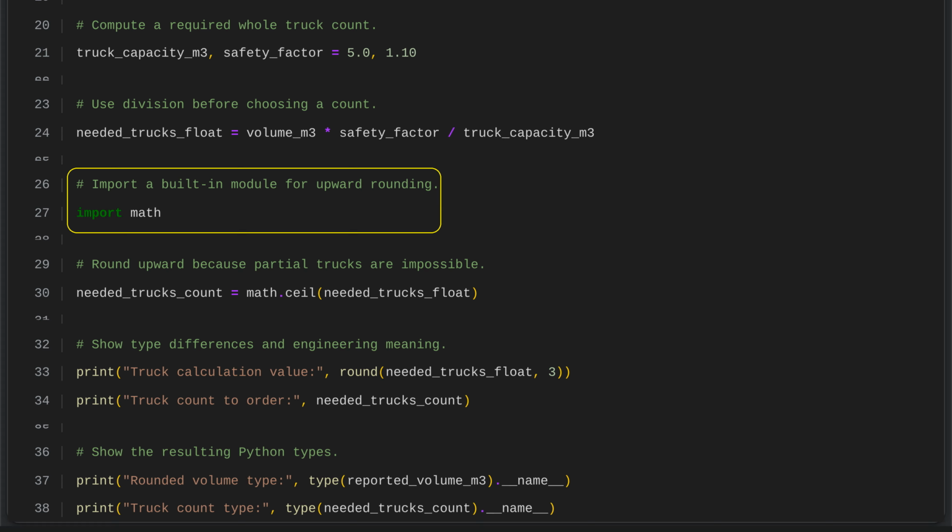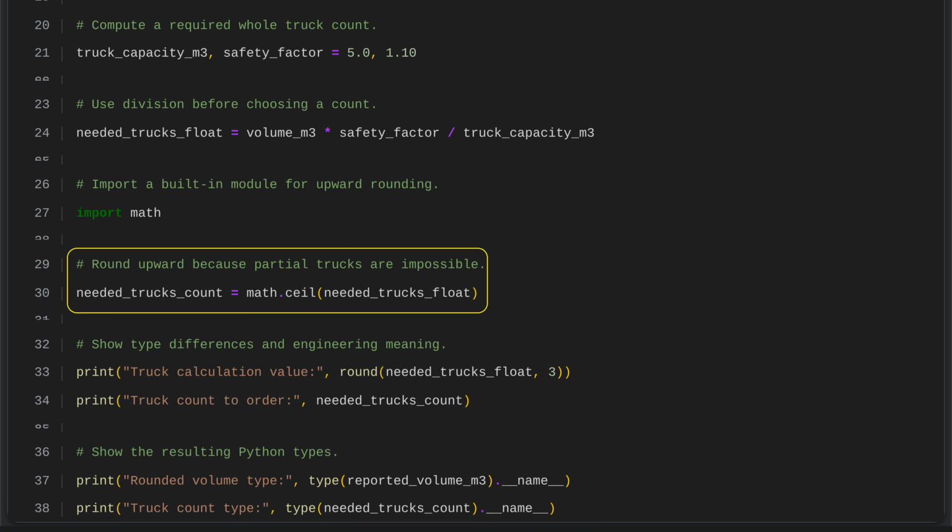Python's math module provides functions for mathematical calculations, including rounding numbers up. This is important when finding how many trucks are needed, because any partial load still requires a whole truck. To find the required number of trucks, use the ceiling function to round the calculated need up to the next whole truck. This avoids fractional trucks and ensures there is enough capacity for the full volume, including any safety margin.